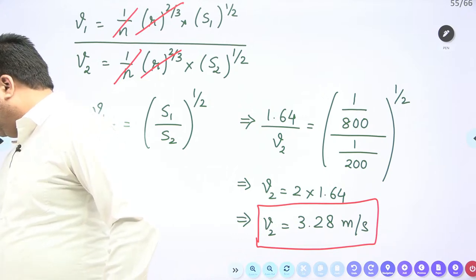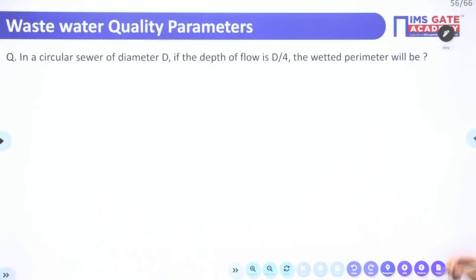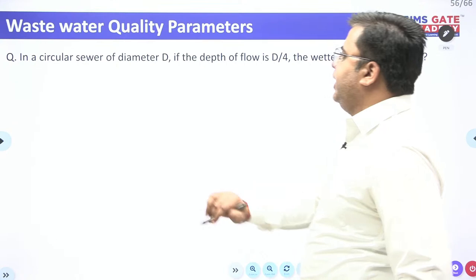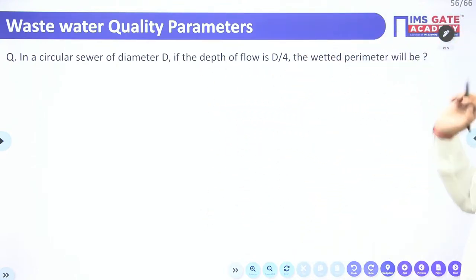3.28 meter per second, right? Okay, moving on. This is the next question, which says, in a circular sewer of diameter D, if the depth of flow is D by 4, then the wetted perimeter will be.